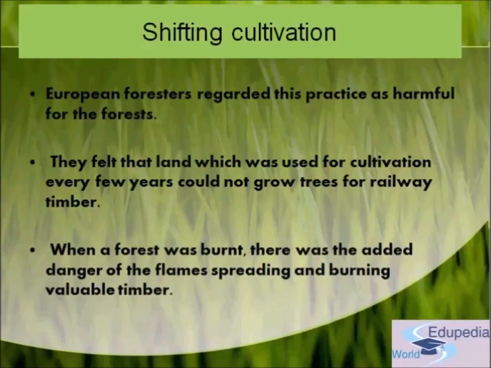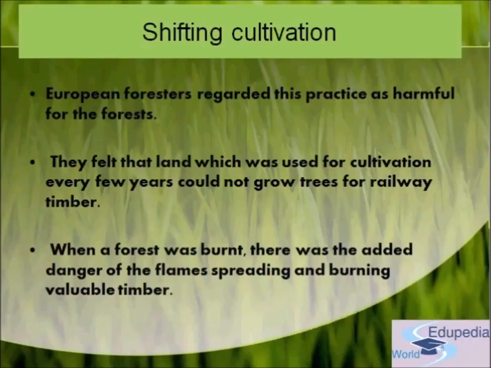They felt that the land which was used for cultivation every few years could not grow trees for railway timber, because a tree grows over several years. You need at least 10 to 15 years for a tree to grow up. So if these people are going to grow crops on that land, they won't be able to use the land, and they wanted to bring the land under their control so that they can plant more and more oak trees on that, which is going to yield timber for them.